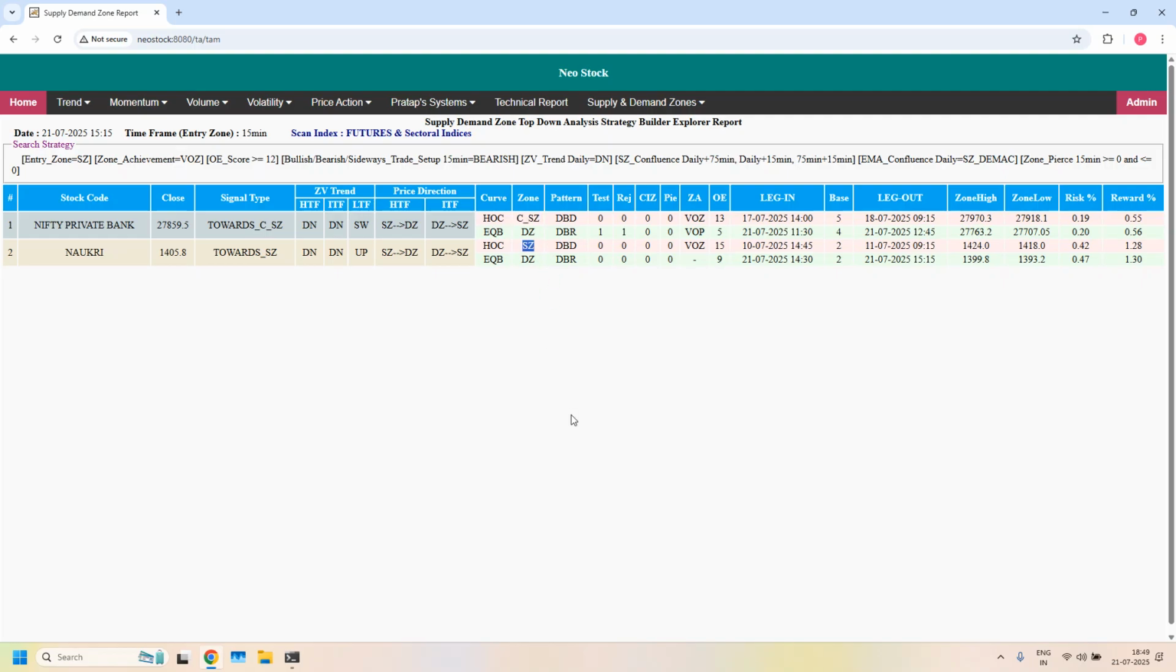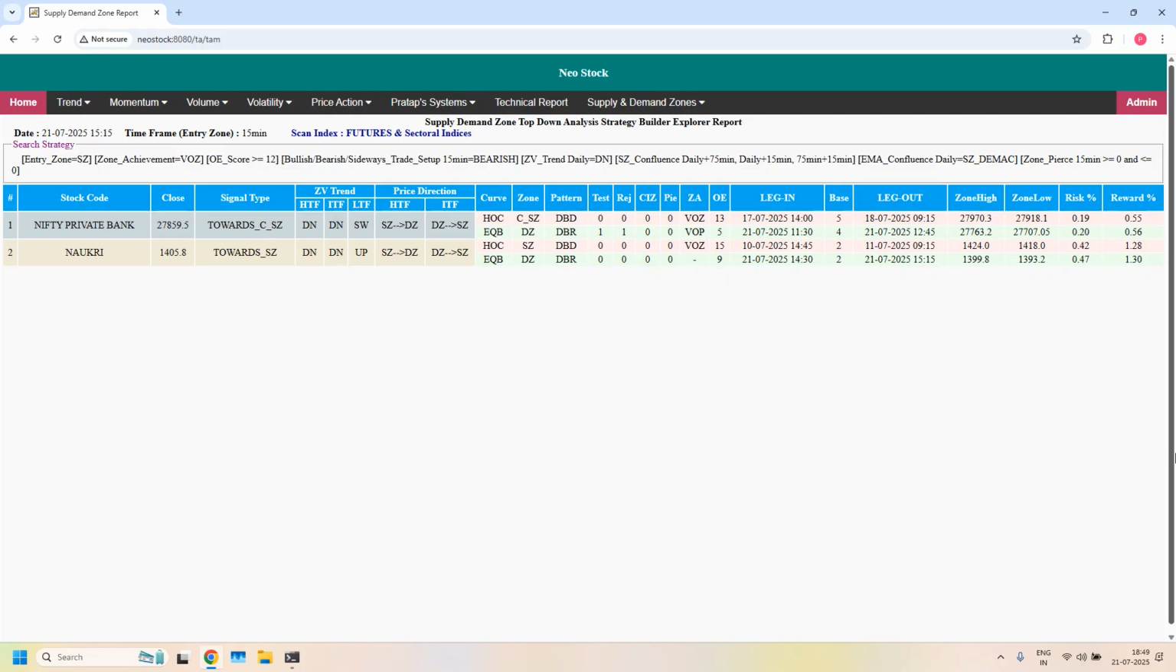That way these 2 15-minute supply zones might be having more high probability to get success, provided less than 20 checklist items are satisfied. Otherwise, the zones might be violated. So this is about bearish trade setup for daily income trade. So we have completed daily income trade reports. Next, I will generate hourly income trade reports.